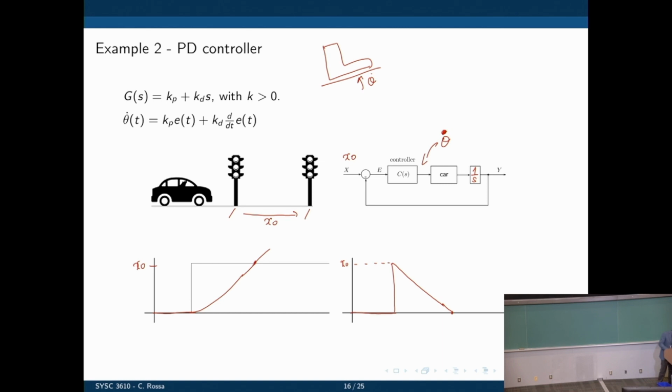The error will become negative, and then the throttle angle has to go back, and will oscillate around. We actually have to reverse the car in this example. Reverse the speed to go back to the position we want, and then finally stop at the traffic light. So you can't drive a proportional controller. You would just go to the traffic light, go beyond the traffic light, and then oscillate back and forth up to the point where we stop.